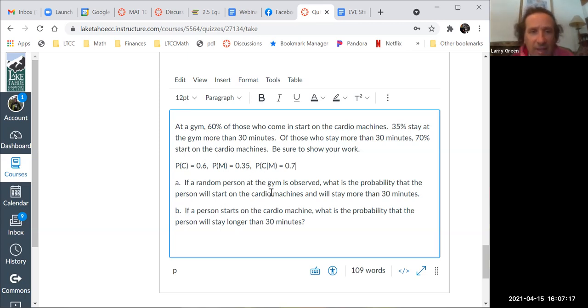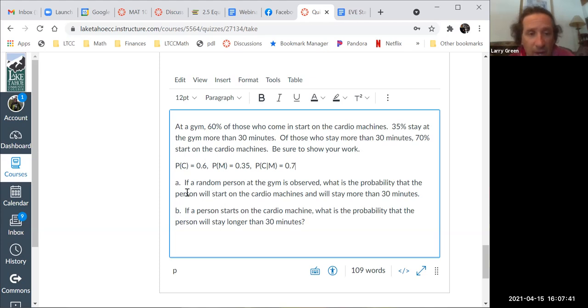Anyone lost on these three pieces? That's usually the hardest part of the whole thing, to take the words and turn them into symbols. Any questions on how I came up with the three sets of symbols? Any questions?